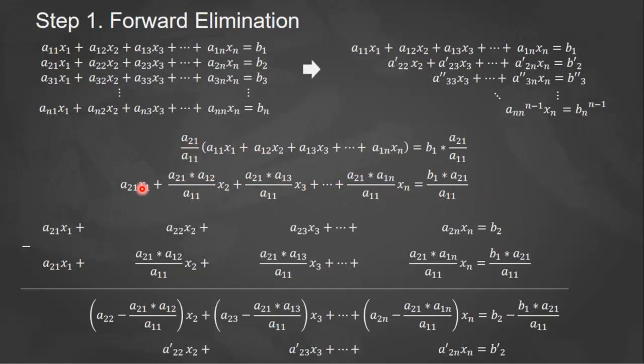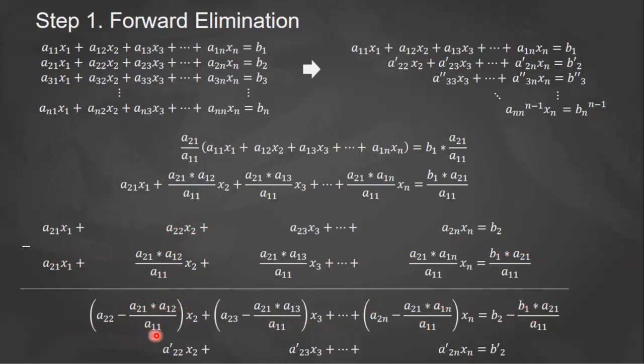Then we subtract this equation from our second equation, so it will look like this. In that way, x sub 1 is eliminated: a21 x sub 1 minus a21 x sub 1. The purpose of this is to make the coefficient of x sub 1 the same as in the second equation, so that it can be eliminated. So after we operate, we'll have this: a22 minus a21 times a12 over a11.